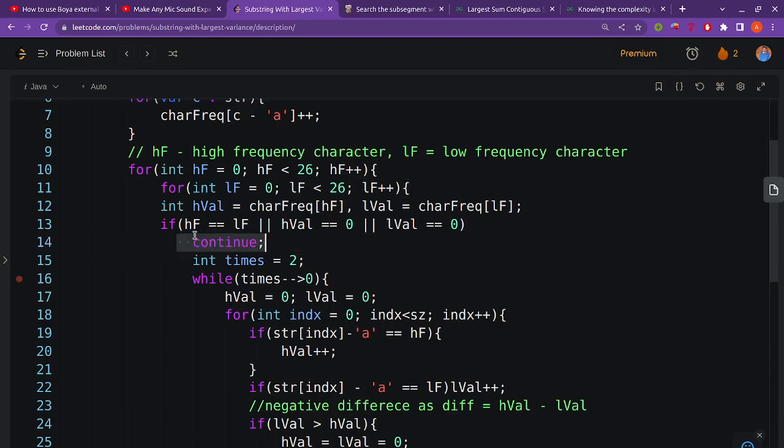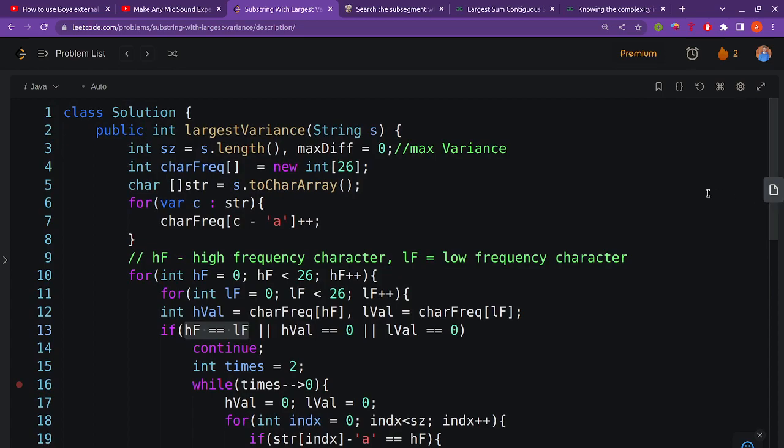And also in the case where both characters in the pair are the same, the variance would be 0, because both would have the same frequency, and if we subtract the same frequency it would be 0 and it will not contribute towards the largest variance or maximum difference. So maximum difference or maximum variance, whichever you may choose.